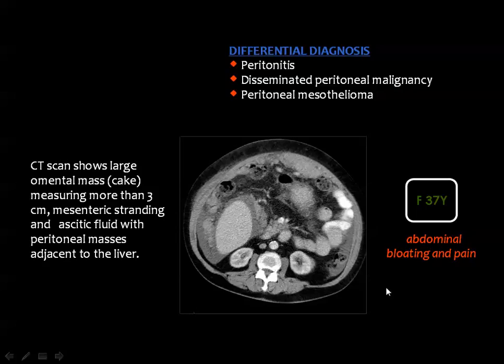But if the patient is not known to have a primary malignancy, then many times we can go percutaneously having biopsies from these peritoneal masses in order to know the exact nature, which may be the sequelae of peritonitis, especially tuberculous type, or due to disseminated peritoneal malignancy, or due to the primary peritoneal tumors like mesothelioma, for example.